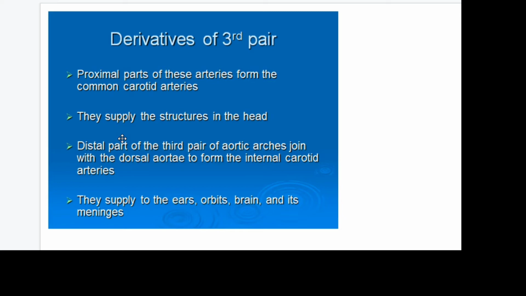So the third arch has a proximal part and a distal part. The proximal part gives rise to the common carotid, and the distal part along with the dorsal aorta forms the internal carotid. The external carotid also, they say, sprouts out from the third carotid arch.